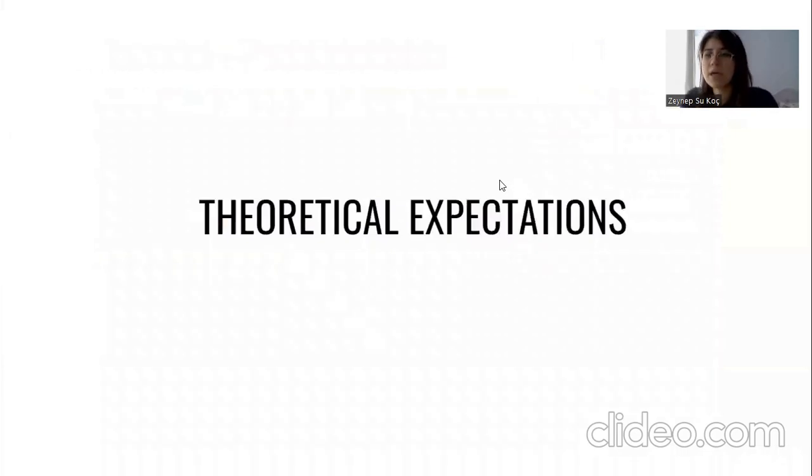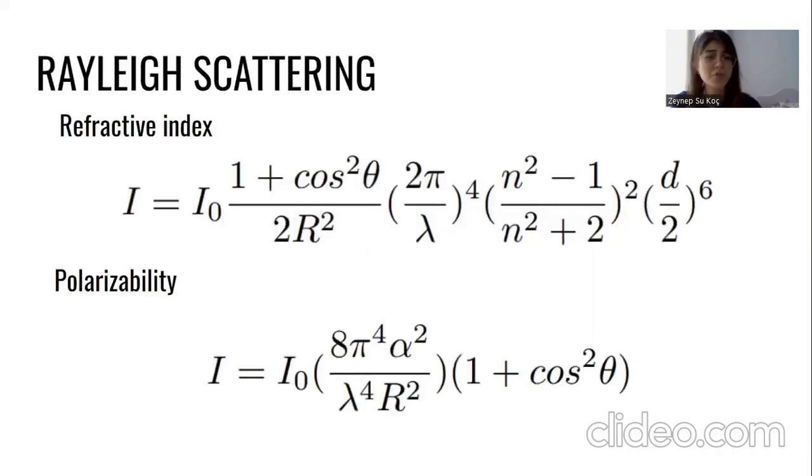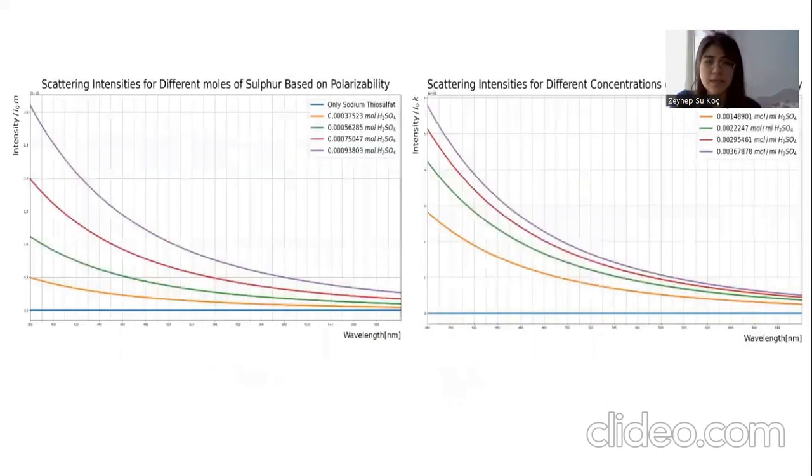We made some theoretical expectations for the color change. We used some intensity formulas. There are two intensity formulas. One is related to refractive index, and the other is related to polarizability. And these are the plots we obtained.